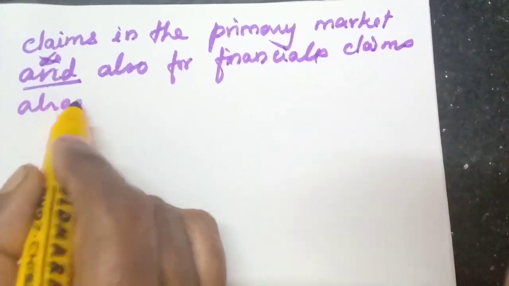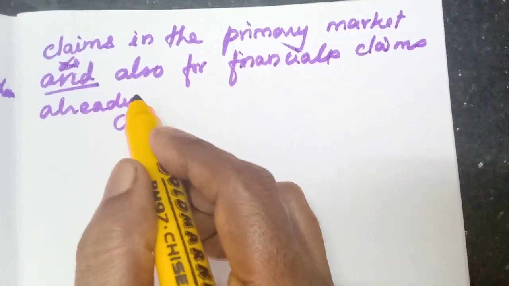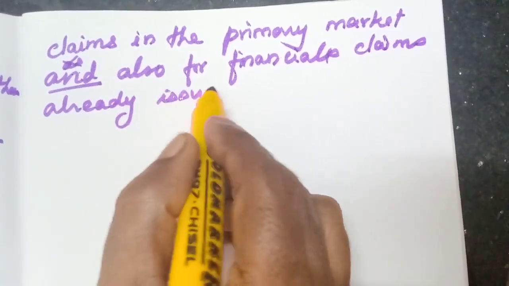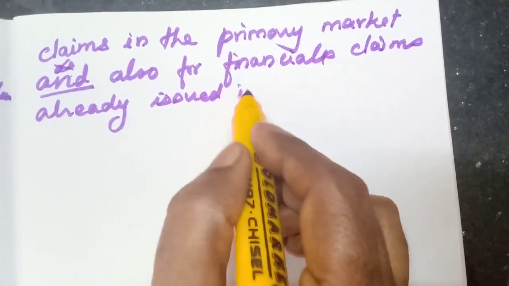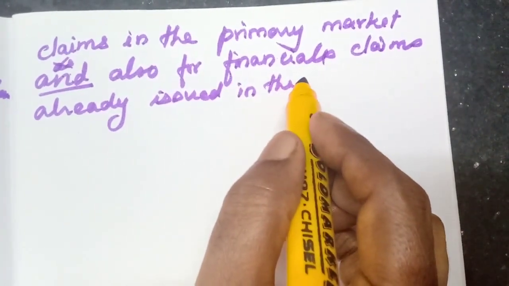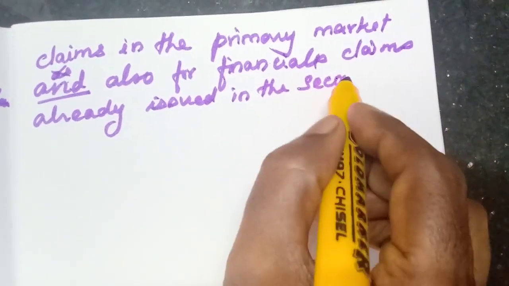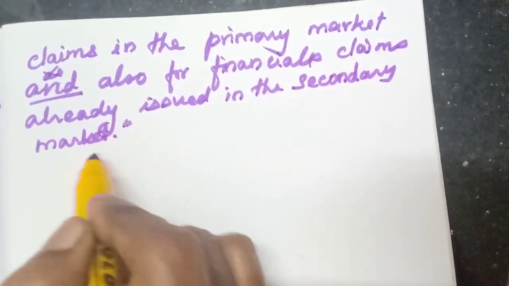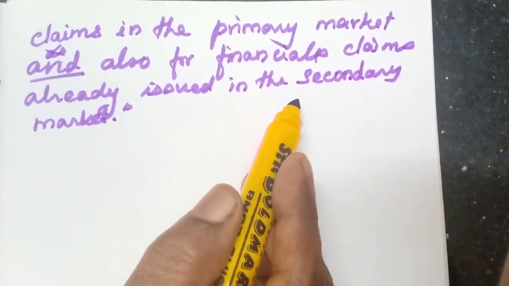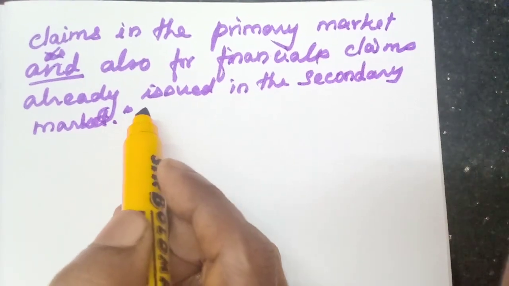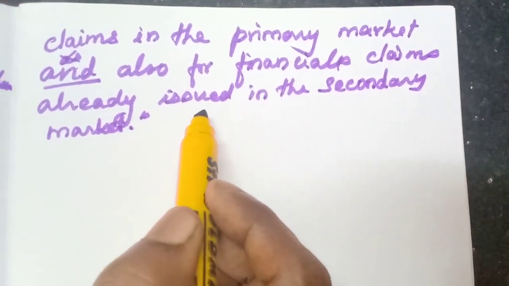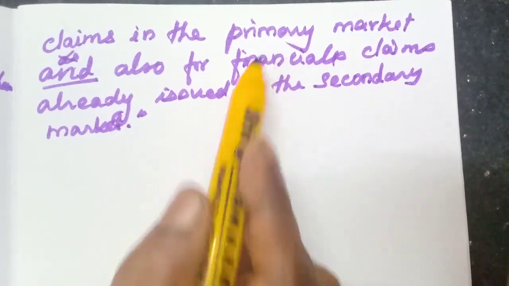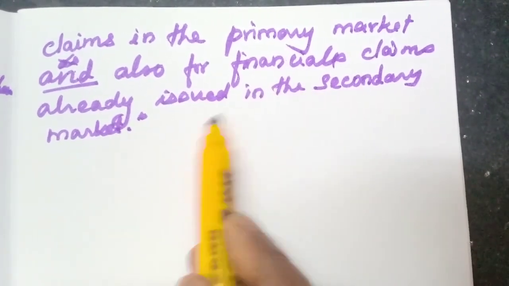already issued. Two types of financial claims. First one, financial claims in the primary market, and also for financial claims already issued in the secondary market. In the secondary market, we know the main place is the stock exchange. So here I will explain two types of financial claims: those issued for the first time in the primary market, and financial claims that are already issued in the secondary market.